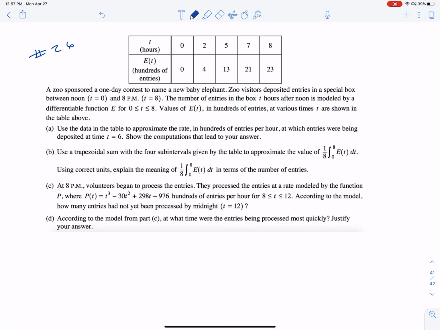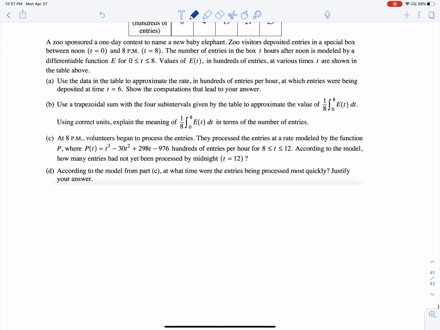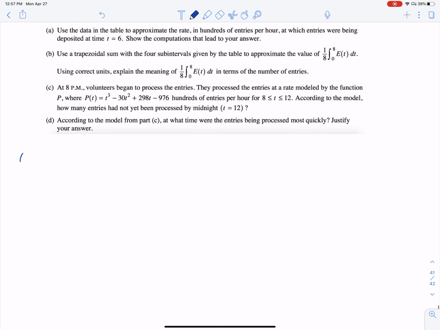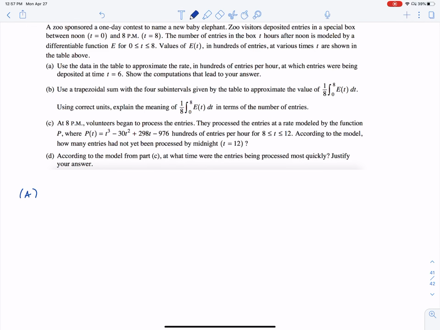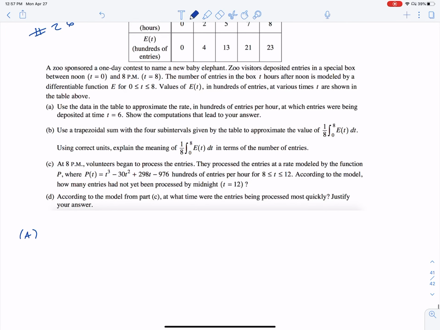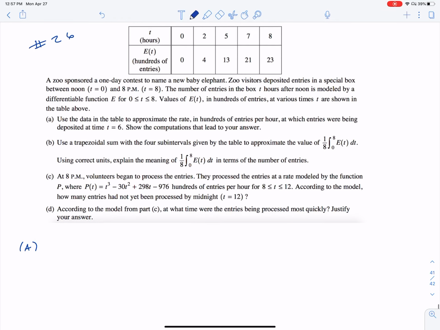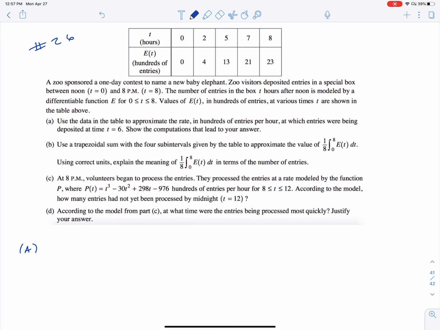Okay, from there, let's do letter A. So what do we got? Use the data in the table to approximate the rate in hundreds of entries per hour at which entries were being deposited at time t equals 6. Show the computation that leads to your answer. Okay, we're looking for a rate. So we are trying to approximate the rate of change at time t equals 6.